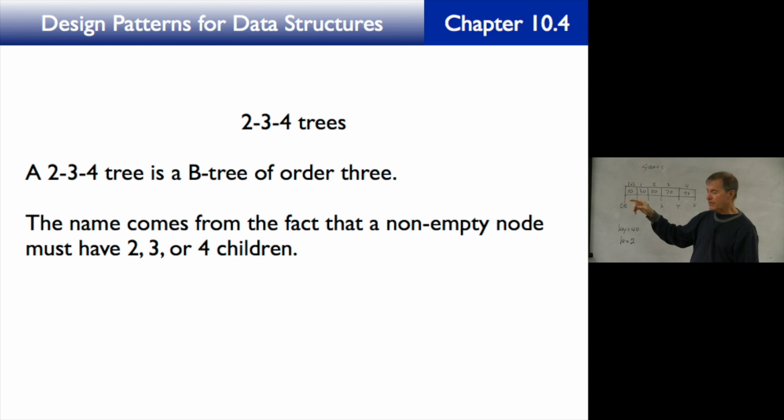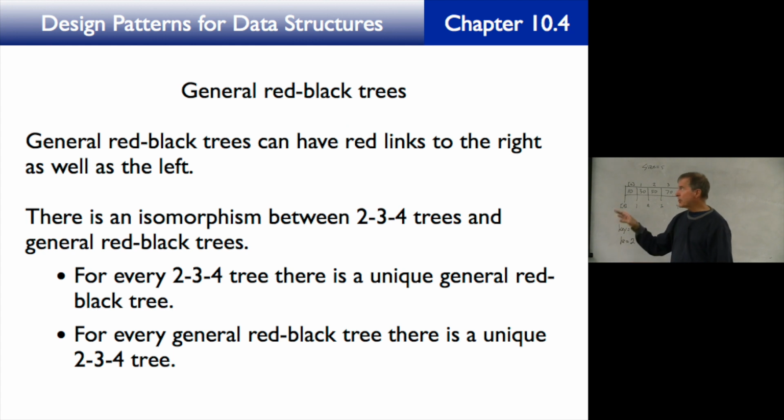The literature defined the order to be the maximum number of data values in a node. So 2, 3, 4 trees. And the name comes from the fact that a non-empty node must have what? 2, 3, or 4 children. See? So 3 data up to 4 children. Are you with me? And look, here it is. There are general red-black trees. General red-black trees can have red links to the right as well as left. There is an isomorphism between 2, 3, 4 trees and general red-black trees. For every 2, 3, 4 tree, there is a what? A unique general red-black tree, and for every general red-black tree, there is a unique 2, 3, 4 tree.